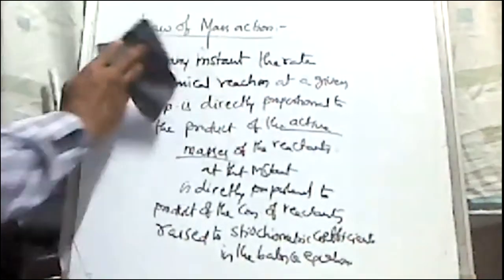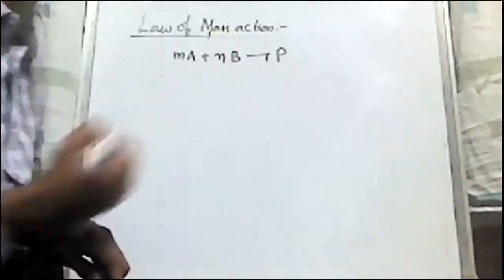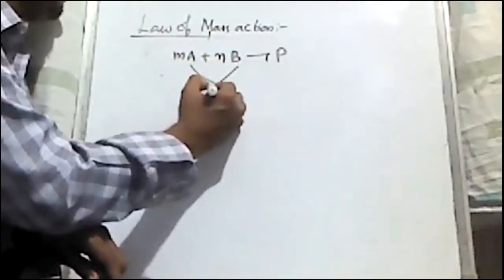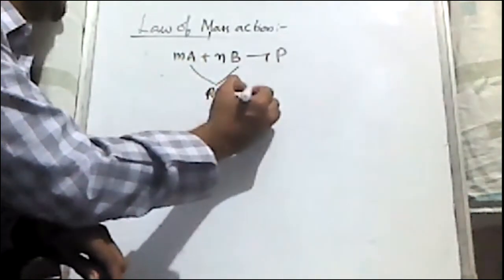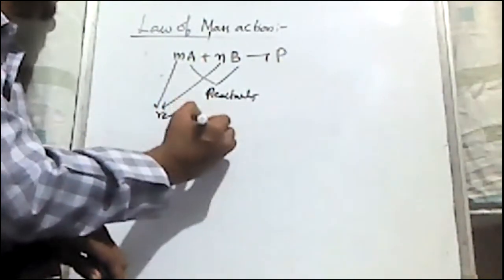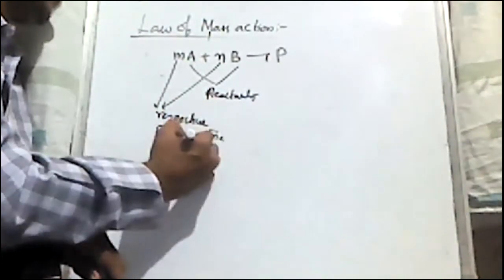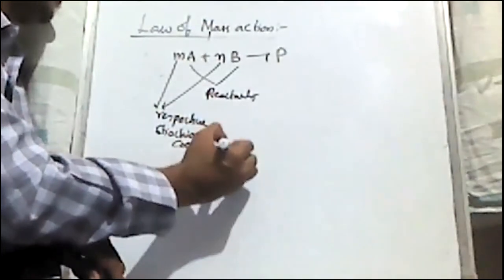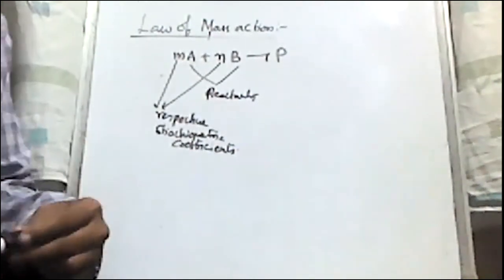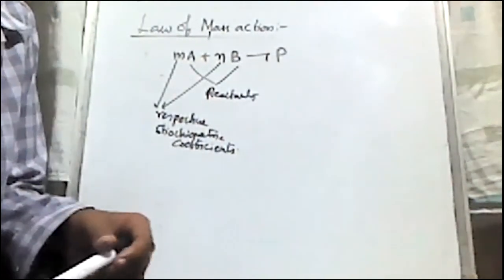Now let us consider a reaction mA plus nB gives rise to products, where A and B are called reactants, and m and n are the respective stoichiometric coefficients.